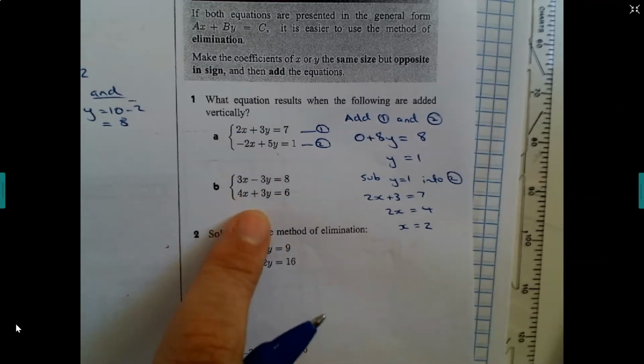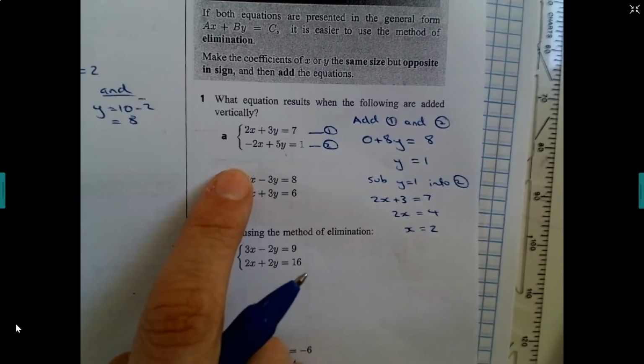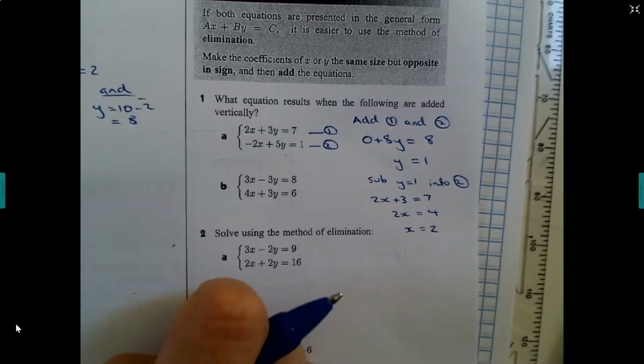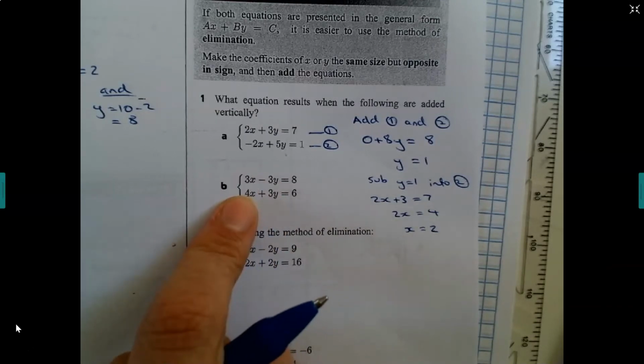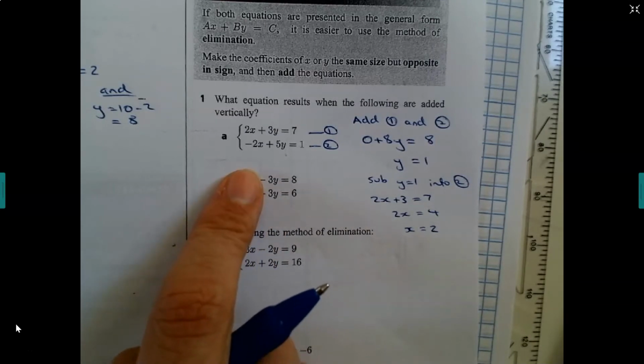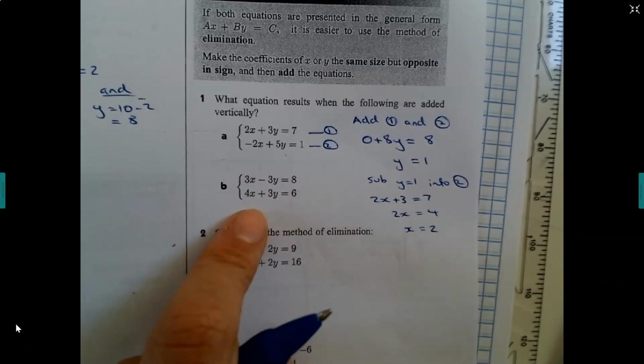Now, let's look at this second one. So if I add those two equations, what's going to happen to the y terms? They're going to cancel out. So then we're only left with one unknown, being the x's this time. We can solve for x. Then once we've solved for x, we can work out our y.